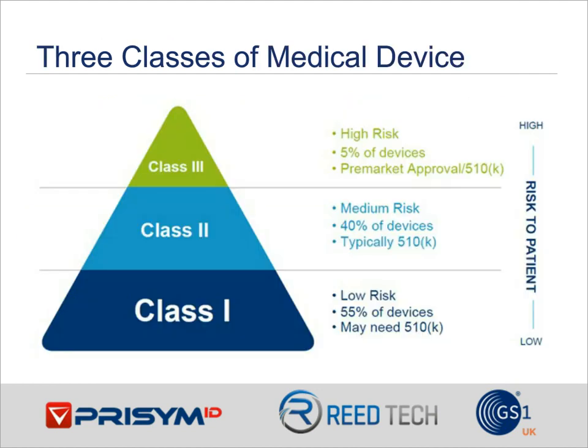So with that, as everybody knows, medical devices fall into three classes, 1, 2, and 3, and they're rated from the highest to the lowest risk to the patient. So, coming up, what we'll do is review the timescales that are associated with each of these classes.